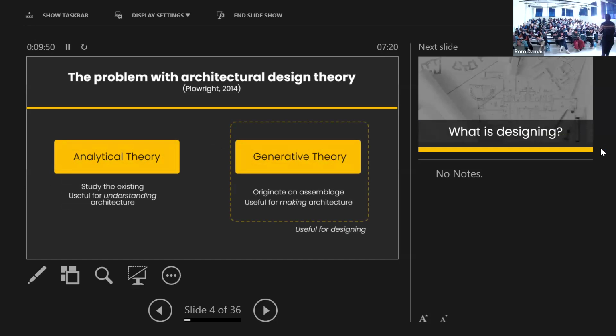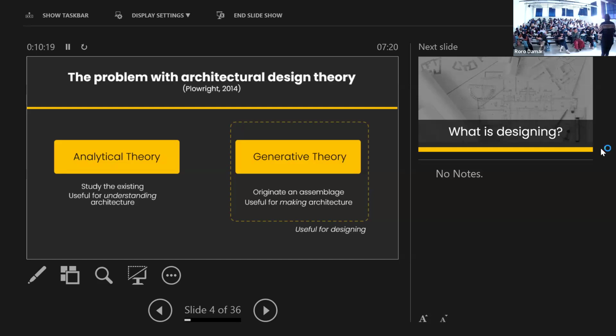Yeah, I mean, most of the theory that we have is analytical theory. It means that the theory is used for analysis, to study the existing, to understand architecture, to understand why one building is built that way. While what we actually need in making architecture is generative theory.